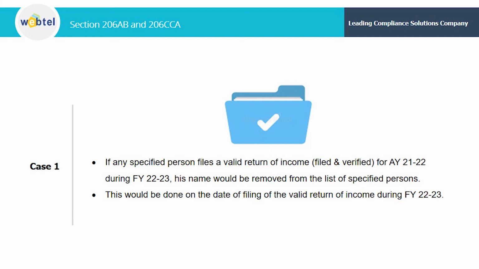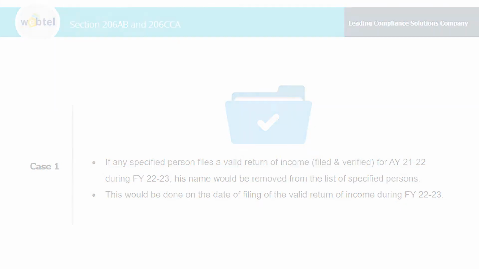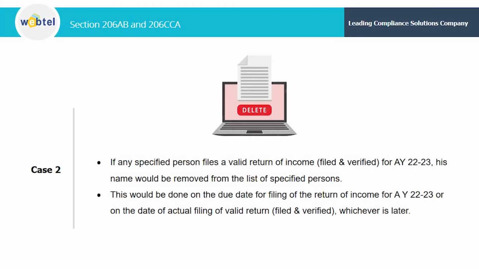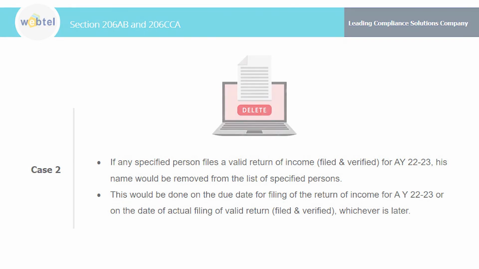The second case would be filing of a valid ITR, that is ITR filed and verified for assessment year 22-23, next financial year. And here the removal will be done on the due date for filing of ITR for assessment year 22-23 or on the date of actual filing of valid return, that is filed and verified, whichever is later.